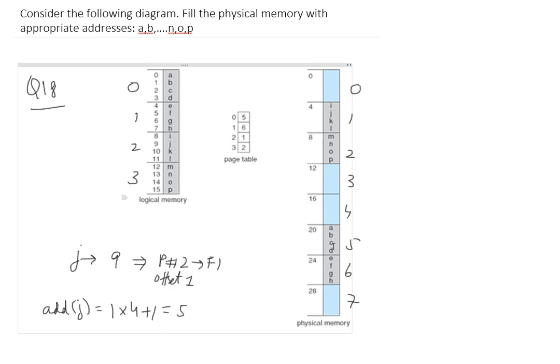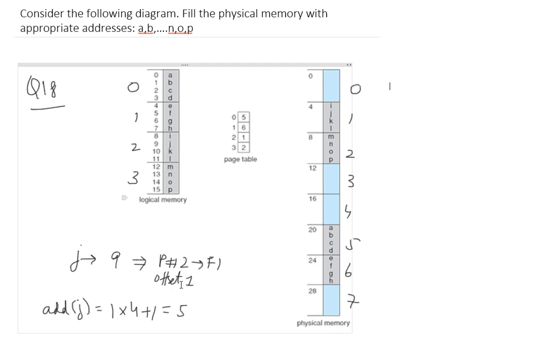So this is ABCD, which is page 0. Now page 1, which is EFGH, is in frame 6. If you are going to find the address of one particular instruction, for example J, which is 9, so address 9 is the logical address. What is the physical address? Now we know that address 9 is in page 2 and the offset is 1. Offset 0 is 8, offset 1 is 9, offset 2 is 10, and offset 3 is 11, from 0 to 3. These are the addresses. So page 2, offset 1. This is what we know from the location of J.